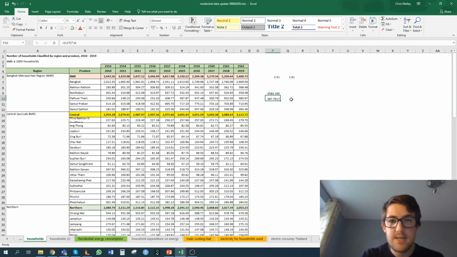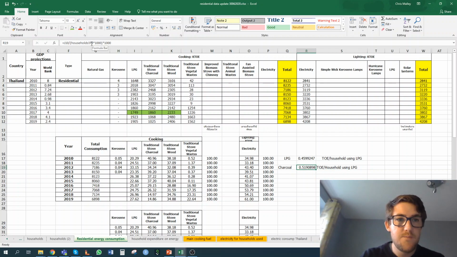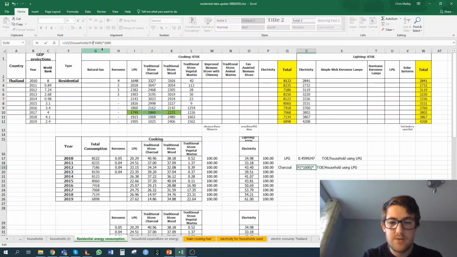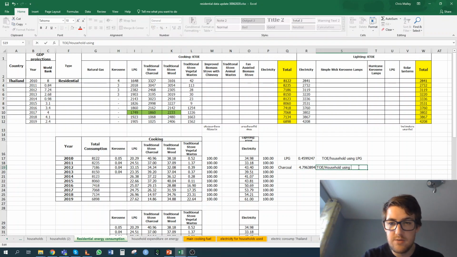7.5% is 387,000 households. So that value that I just calculated is wrong because I was using the wrong number of households. Now you've got something that is more reasonable. 4.79 tons of oil equivalent per household using charcoal.